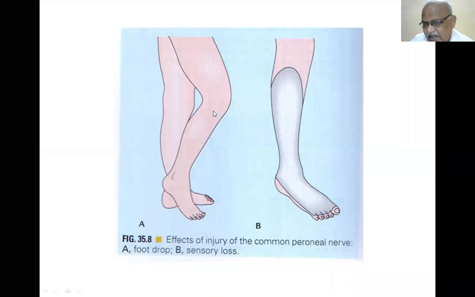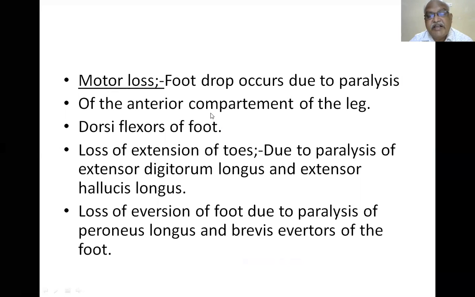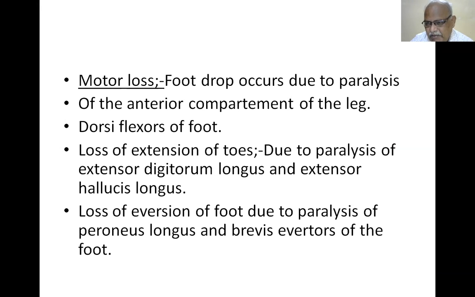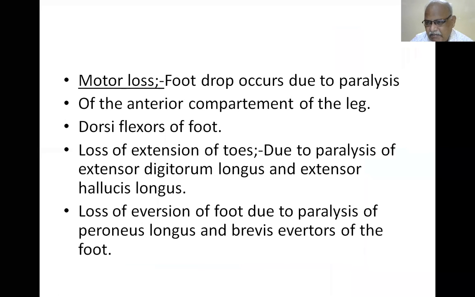Why is the common peroneal nerve injured? The common peroneal nerve is a branch of the sciatic nerve. The sciatic nerve, in the popliteal fossa or just above it, divides into the common peroneal nerve, the lateral part, and the tibial nerve, the medial part. The tibial nerve goes into the foot. The common peroneal nerve goes into the peroneal compartment, bending round the head or neck of the fibula.